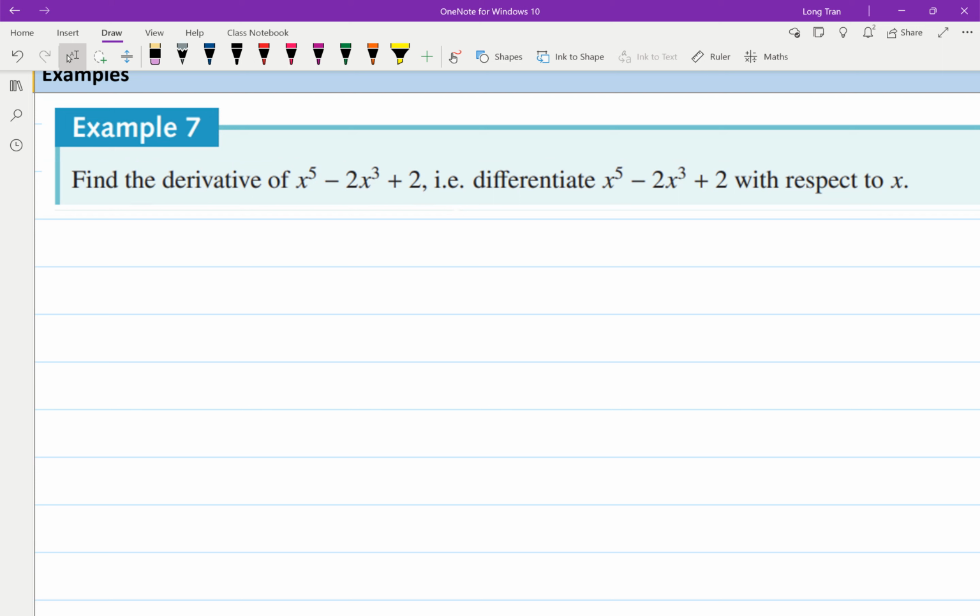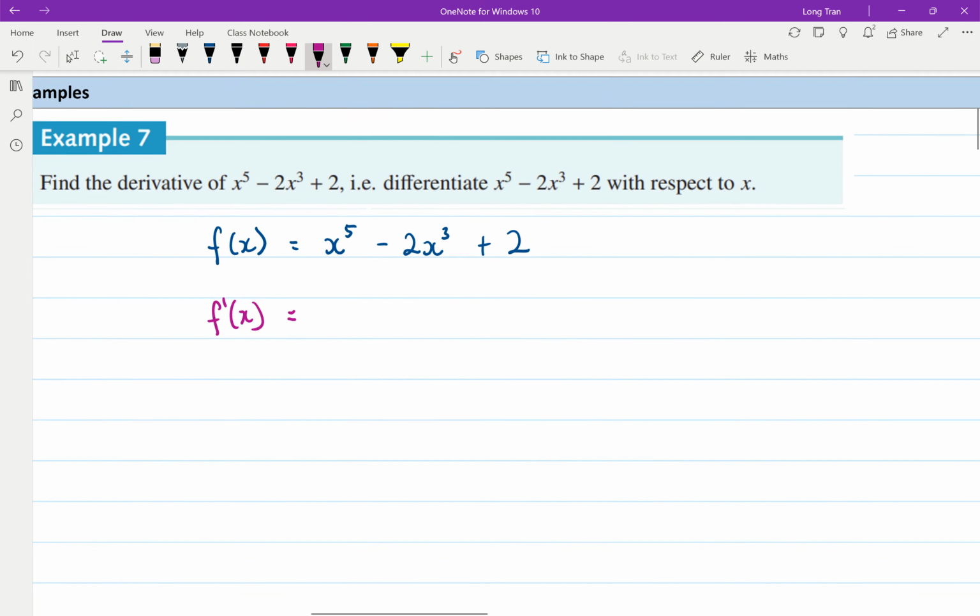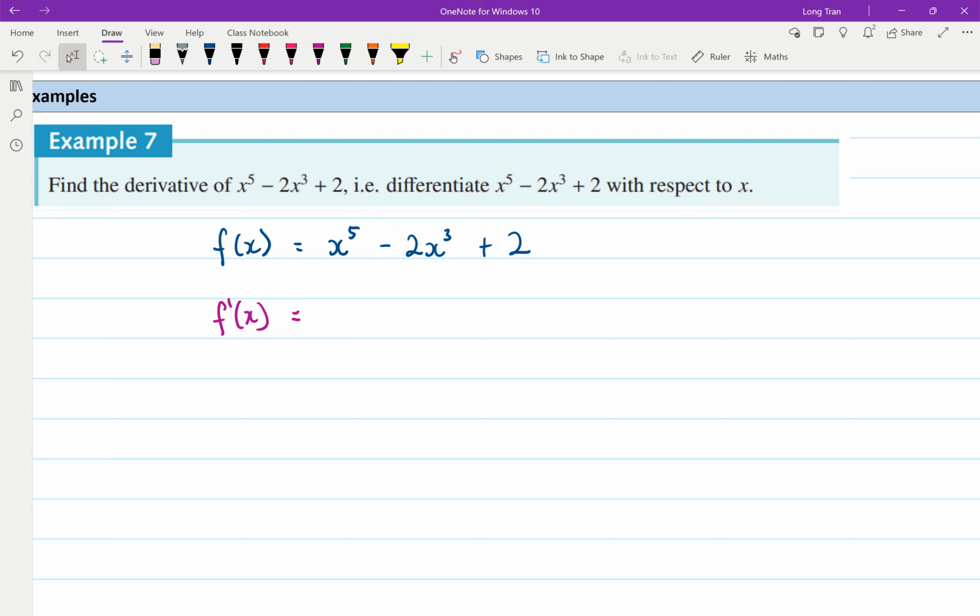They didn't write f of x or y, so I'm going to write f of x. F of x is equal to x to the power of 5 minus 2 times x to the power of 3 plus 2. They want you to differentiate, essentially to find the derivative. So they want you to find f dash of x. What is this equal to? I'm going to write down the rule again, and I want you to have a go with this first, and then we'll go through the answers.